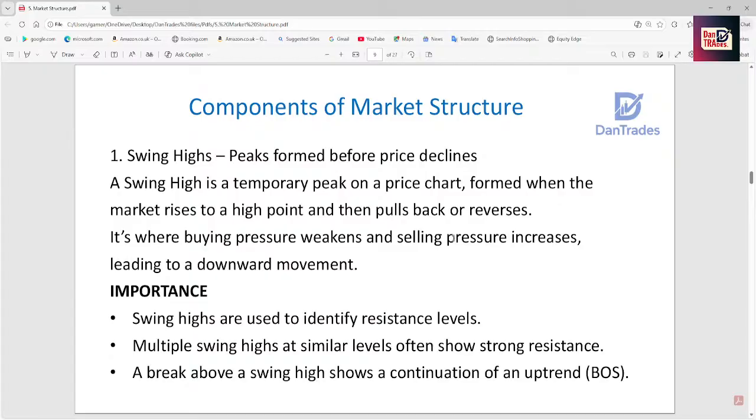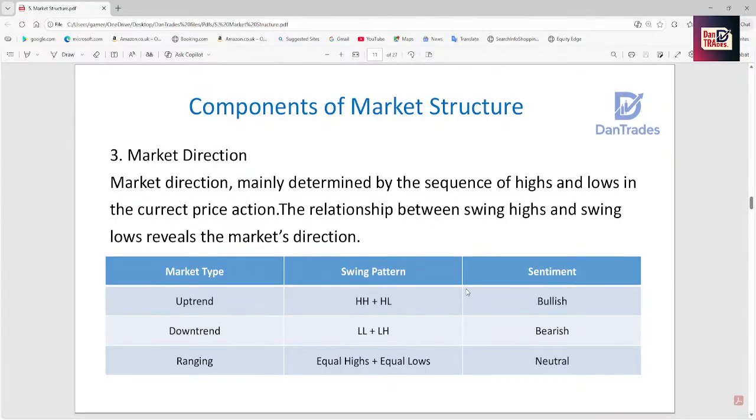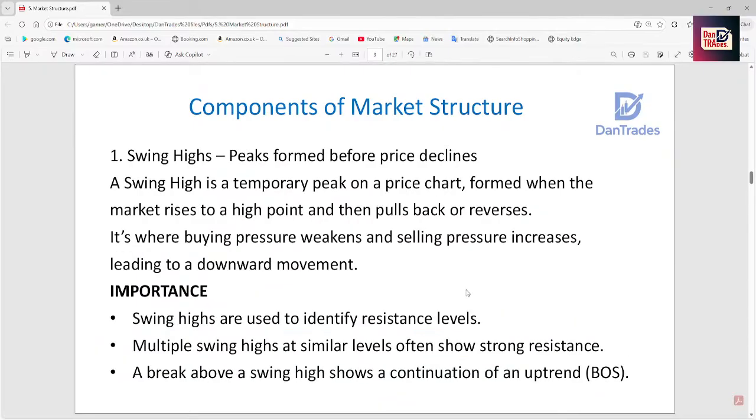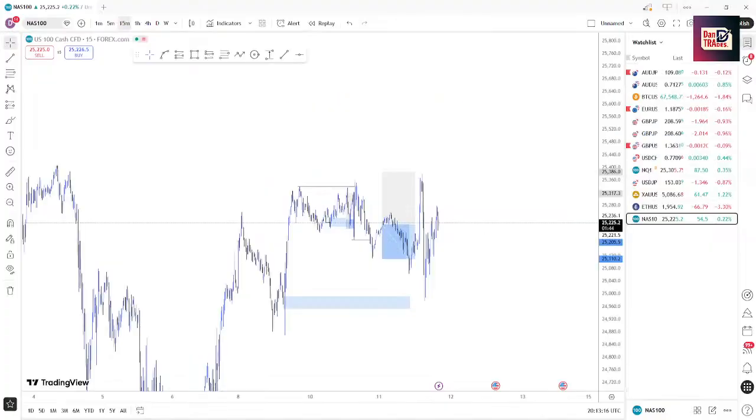A swing high is a temporary peak on the price chart, formed when the market rises to a high point and then pulls back or reverses. It's where buying pressure weakens and selling pressure increases, leading to a downward movement. I don't have a picture of that. I was supposed to show it to you graphically on my chart, but okay, finally we have our chart here.